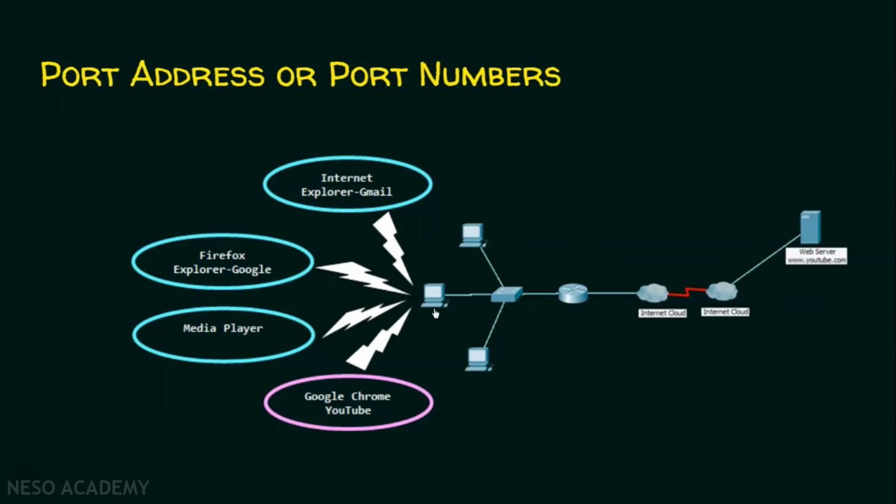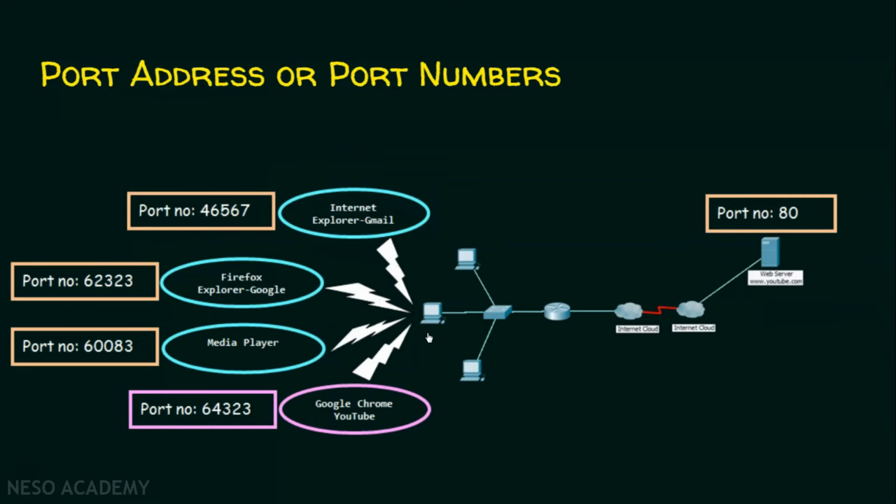But if you observe, on this computer there are so many processes running, like Internet Explorer, Firefox, Media Player and YouTube. So reaching the right process, that is Google Chrome in this case, is done with the help of port numbers. When this process is sending data to the Internet, this computer puts the source port number and the destination port number. So we will see what the source port numbers and destination port numbers are. In this case, for the YouTube access, the source port number is 64323. When this computer sends the data, it says the source port number is 64323.